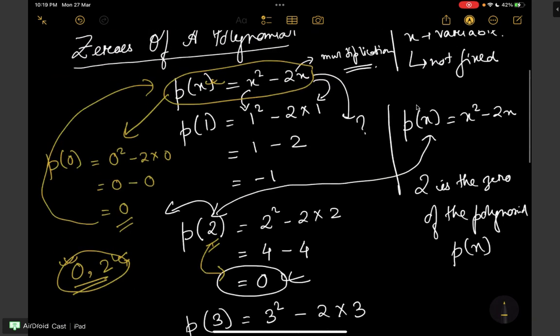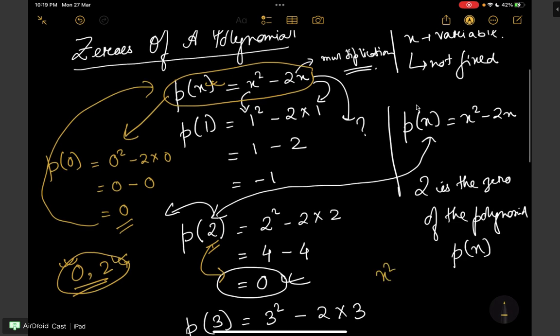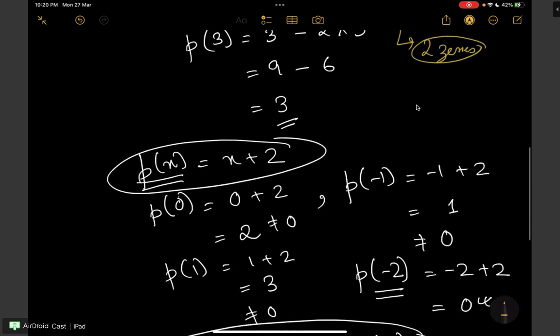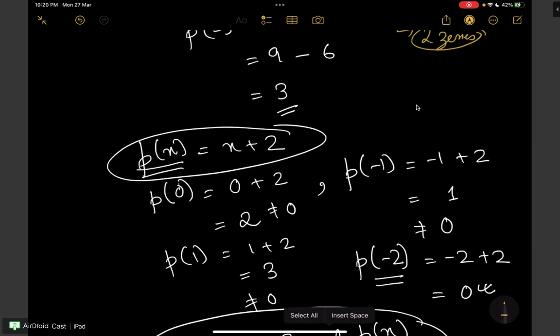Now, here, what type of polynomial is P(x)? P(x) is x square minus 2x. What is the degree of this polynomial? As we learned in the previous class, the degree of this polynomial x square minus 2x is 2. Now, since the degree is 2, this is a quadratic polynomial, and a quadratic polynomial has two zeros. Remember this.